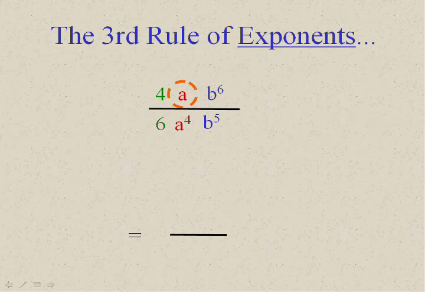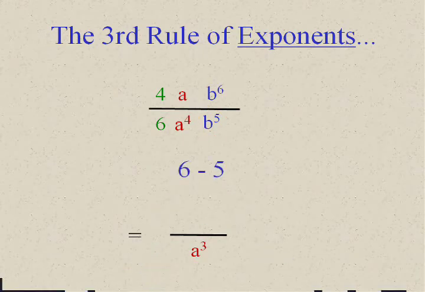That's really a to the 1st and a to the 4th. So we're going to go 4 minus 1, largest minus smallest, and put the answer where the largest one, the 4, was. A to the 3rd. B to the 6th and b to the 5th. 6 minus 5 is 1. Now come on, we don't write b to the 1st. We only write b. Okay, so don't be writing ones, you'll embarrass yourself.